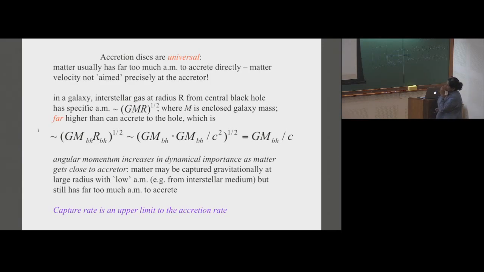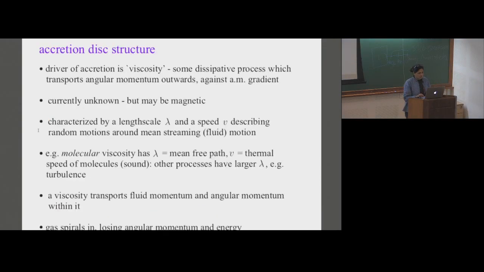Okay, and these accretion disks are universal, and let me see how much more I would like to go to today. Maybe I'll just do two more slides where I'll talk about the other bits of physics that go into accretion disks, right? The driver of the accretion process, as I mentioned, is viscosity. That is the relative shearing motion between neighboring annuli of the gas. And it's a dissipative process which will transport angular momentum outward and mass inward against the angular momentum gradient.